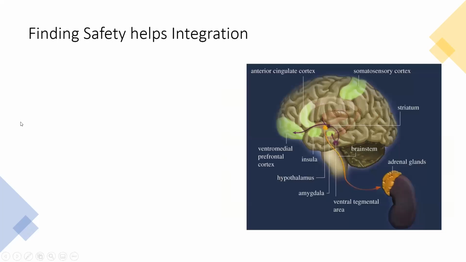And so finding safety is really key to helping your brain integrate itself and connect well with the rest of your body. We mustn't forget we're not just brains walking around, with just a brain on a body. The brain and the body connect, of course. One of the main ways they do, and this is a diagram that shows you, is a link to your adrenal glands, which sit atop your kidneys. And these are your stress response.